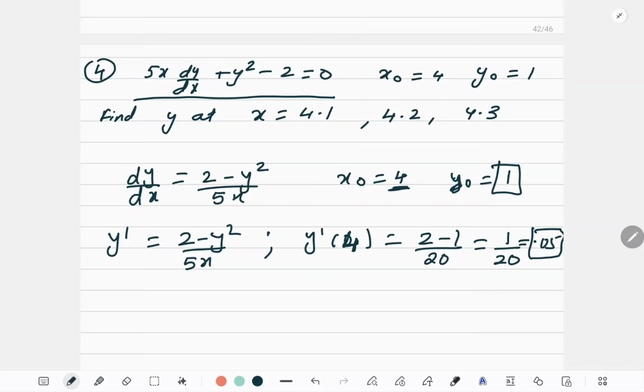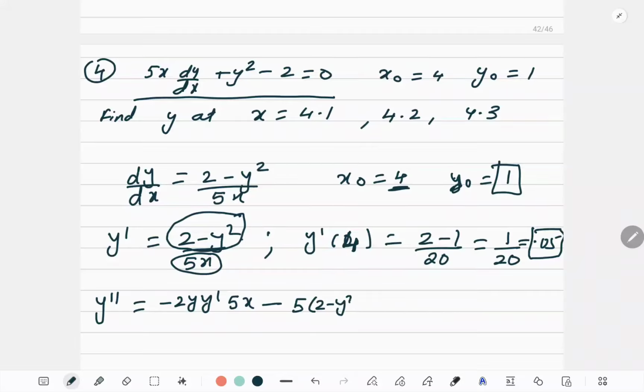Now let us do the derivative part. When you are doing the derivative, you have to apply the quotient rule. So what is the quotient rule? Differentiation of the numerator into the denominator minus differentiation of the denominator into the numerator, upon denominator square. So let me show you. First, the differentiation of the numerator: the differentiation of 2 is 0. The differentiation of y square will be 2y y dash, into the denominator, minus the differentiation of the denominator, which is 5, into the numerator, upon denominator square.